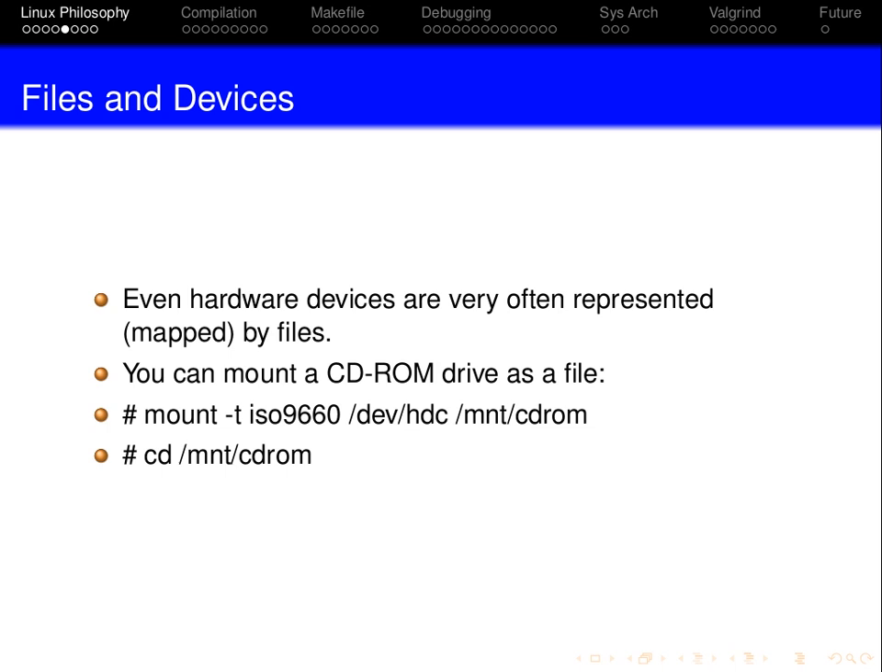Hardware is often represented as a file. For example, if you want to map a CD drive, use mount. If it's an ISO 9660, you can specify the type, although mount nowadays will automatically detect it for you, so you don't have to do that. Use mount slash dev. Here it's HDC, nowadays it's SR0. And then where you want to mount it to, mount CD-ROM. And then you can go into the CD-ROM and start exploring it. So if mount mounts it, umount will unmount it for you once you're done with it.